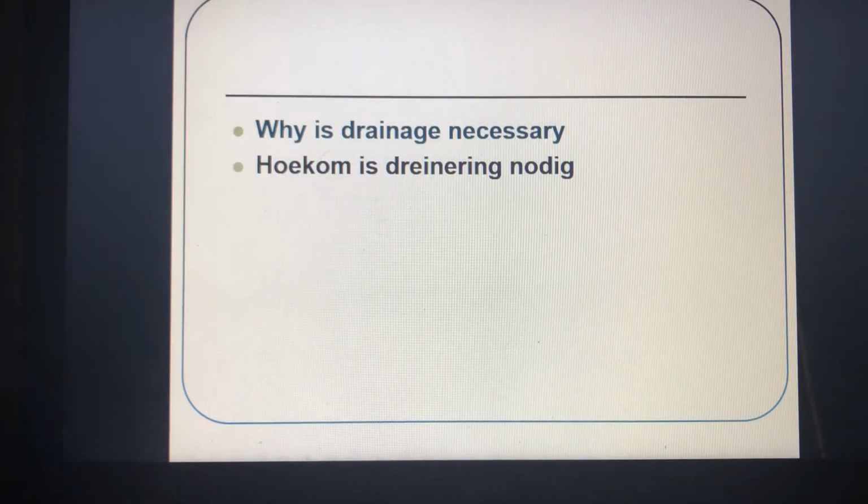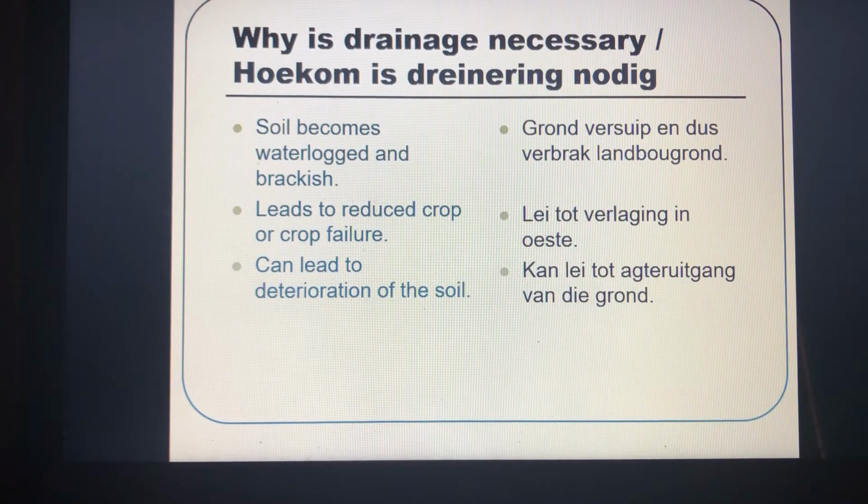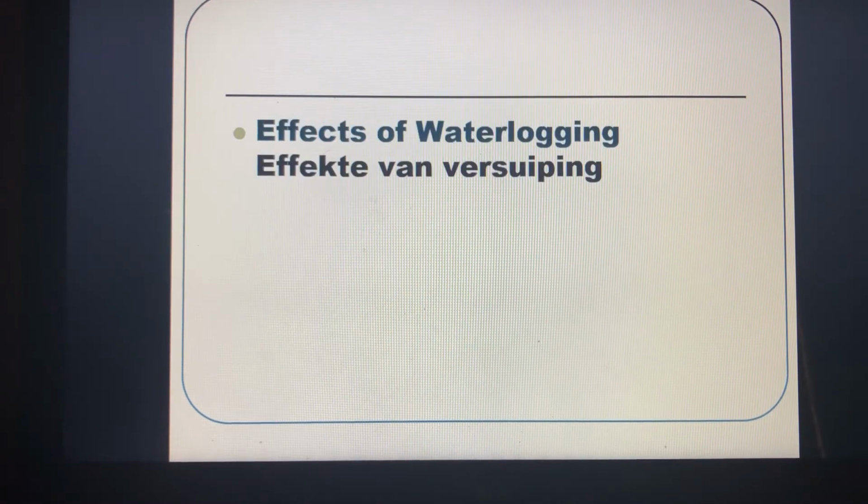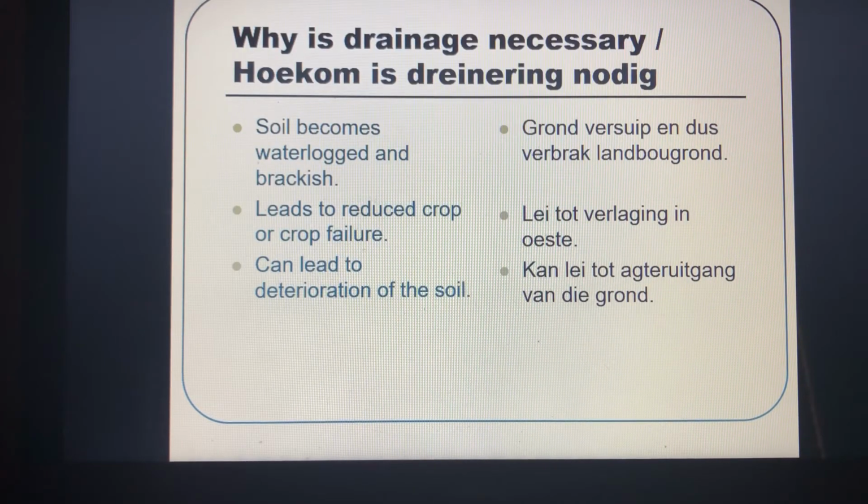So why is drainage necessary? The soil becomes waterlogged and brackish, so then obviously if it's waterlogged and brackish, there's no oxygen for the roots, so the roots will suffocate and die, as well as an accumulation of salts. So those two aspects then lead to reduced crop and crop failure, and it can lead to deterioration of the soil. In other words, mainly if you're a farmer, you'll lose a lot of money because you don't have big harvests that you expected.